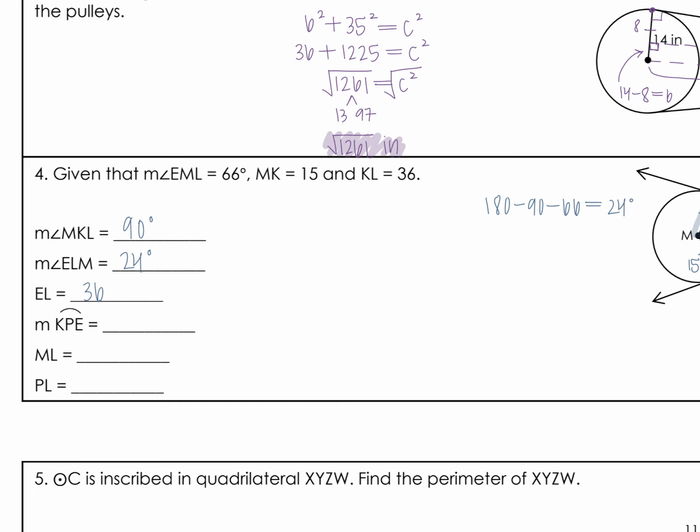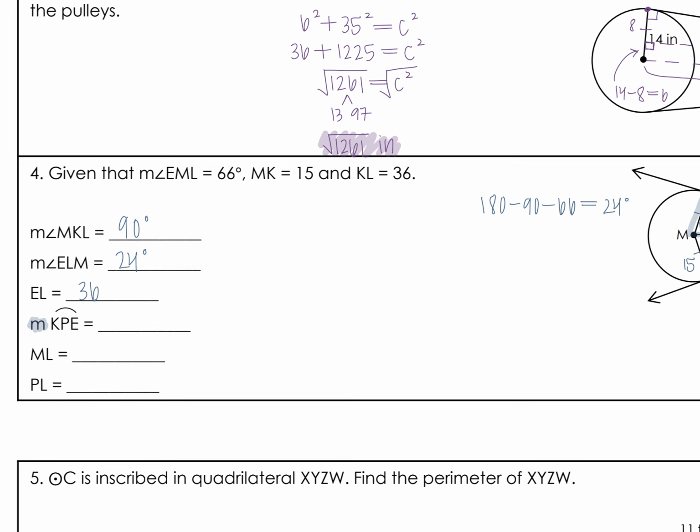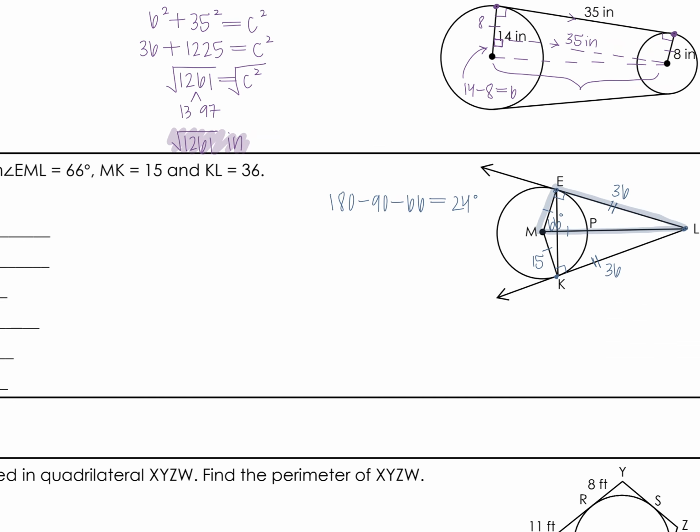And then we are asked to find in the next one the measure of arc KPE. Now, keep in mind, we are asked for the measure of that arc, not the arc length. So our answer is going to be in degrees. We're not plugging in for arc length. So KPE, we're going to start at K, going towards P, and then over to E. We're asked to find the measure of this arc.